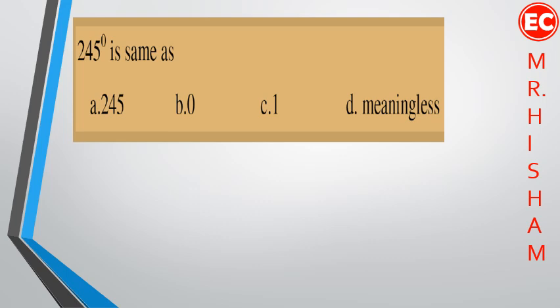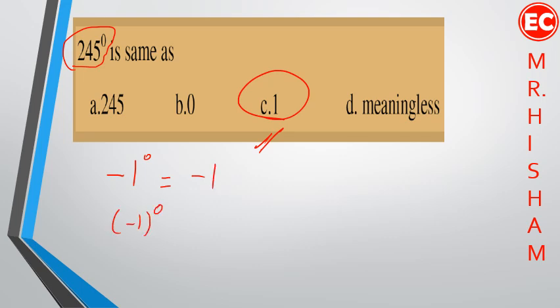Question number 2, 245 to the power of 0. As we know, any number to the power of 0 gives me 1. But notice that negative 1 to the power of 0 is negative 1, but negative 1 in a whole bracket to the power of 0 gives me 1. Notice this common mistake that most of the students make.